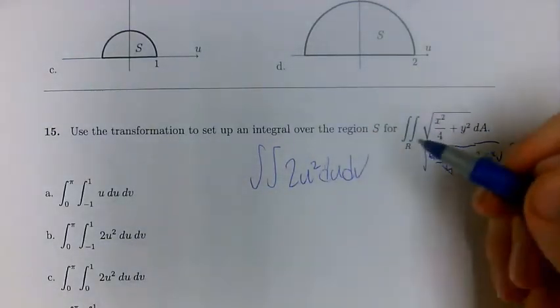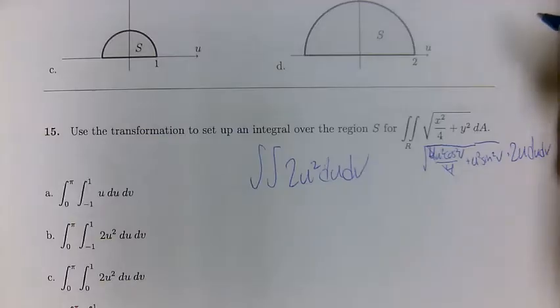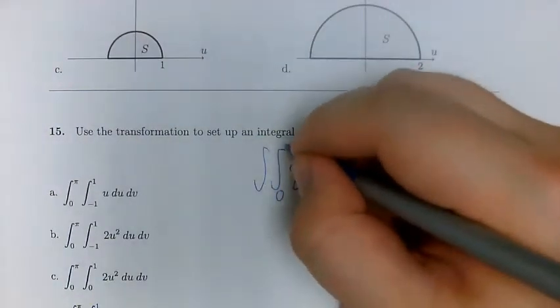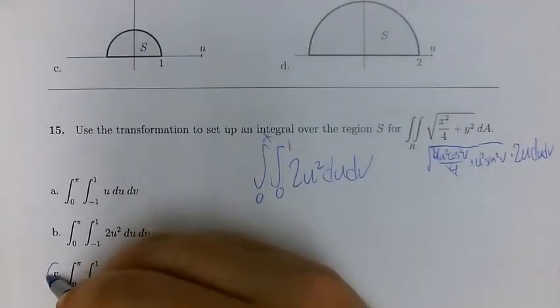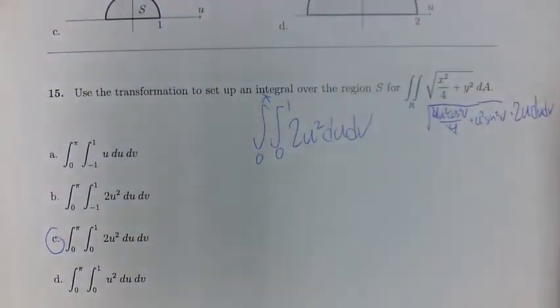So we know it has to be one of these. Now u is going from 0 to 1, and v is going from 0 to pi. So it's definitely got to be this answer right here.